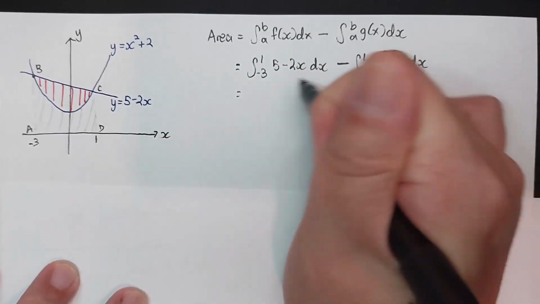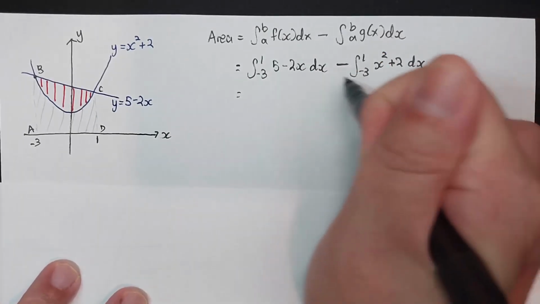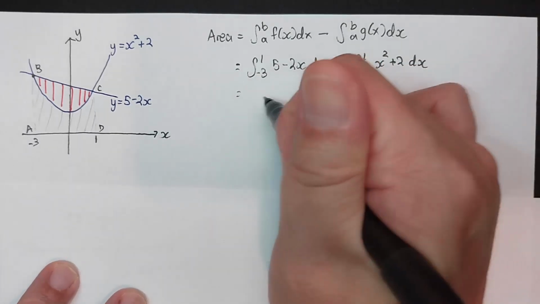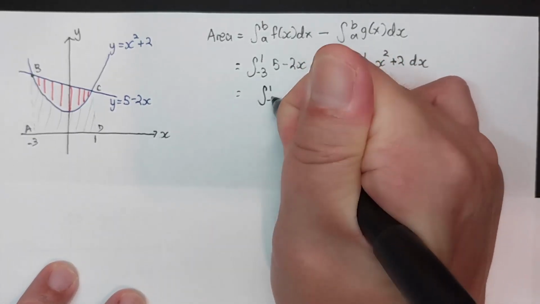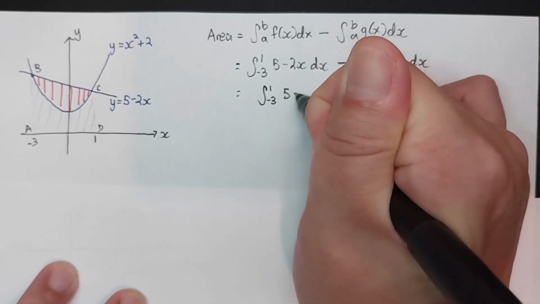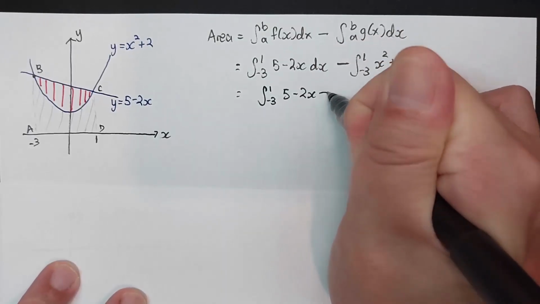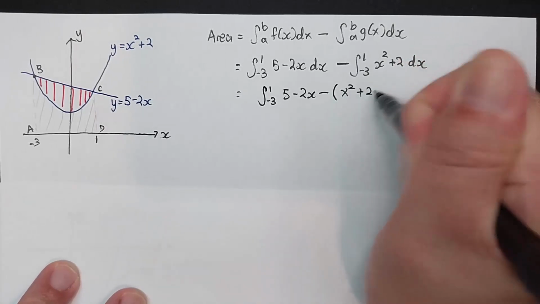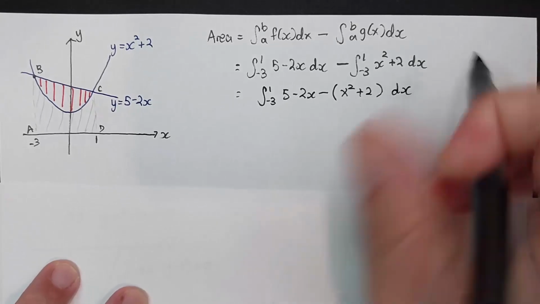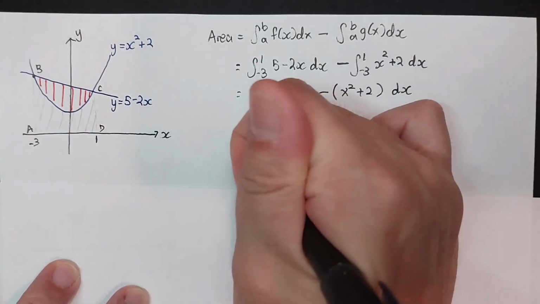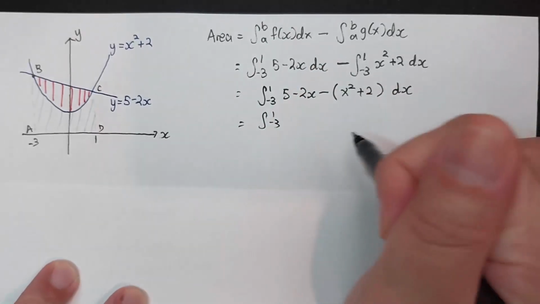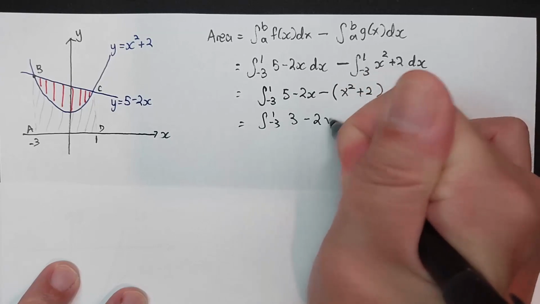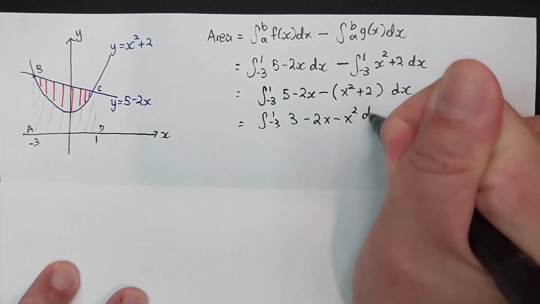Another way of writing this is that we can combine these two definite integrals because they have the same upper and lower limits. So I will have 5 minus 2x minus, remember to put a bracket, x squared plus 2, with respect to x. Simplifying it, we will have the integral of 3 minus 2x minus x squared dx.